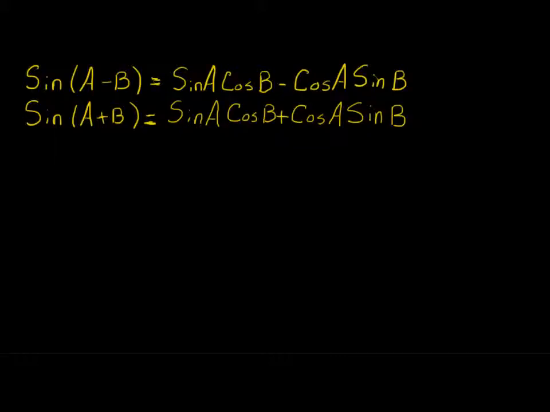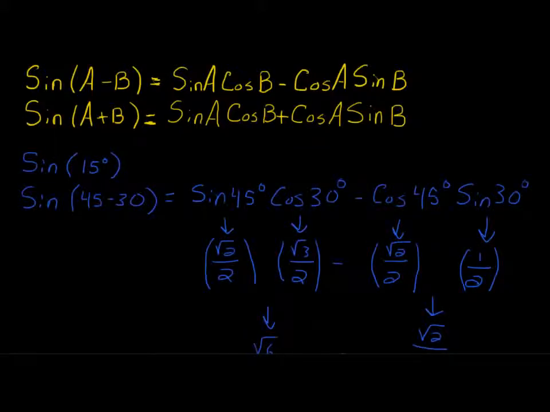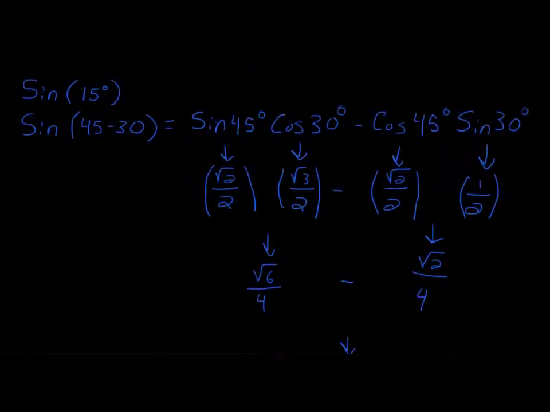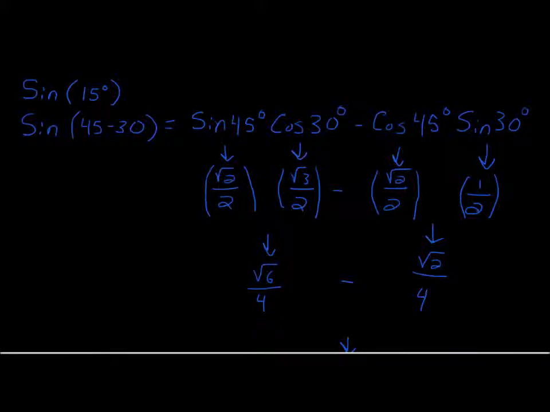So let's look at our first problem. Here we have sine of 15 degrees. Now that's pretty much just what your problem is going to look like. The way to solve that, to save time, I've already solved it and I'll just go through all the steps. To get sine of 15 degrees, you would have to use the sine a minus b.